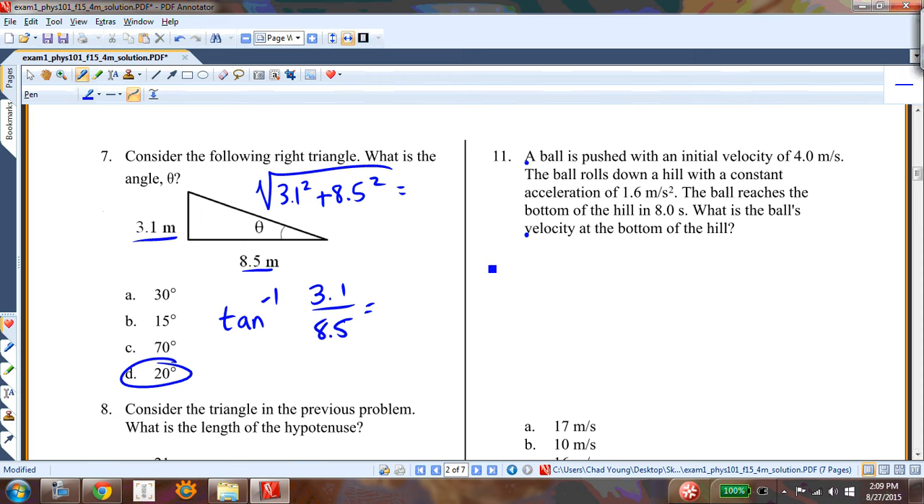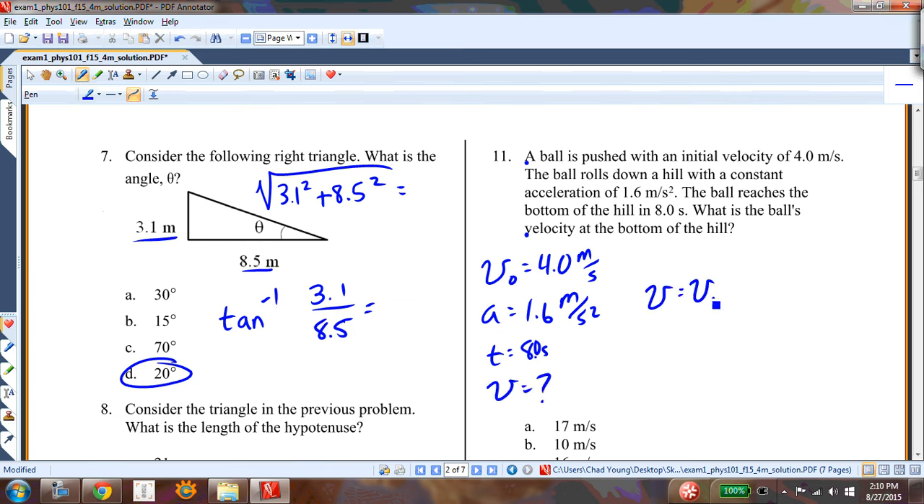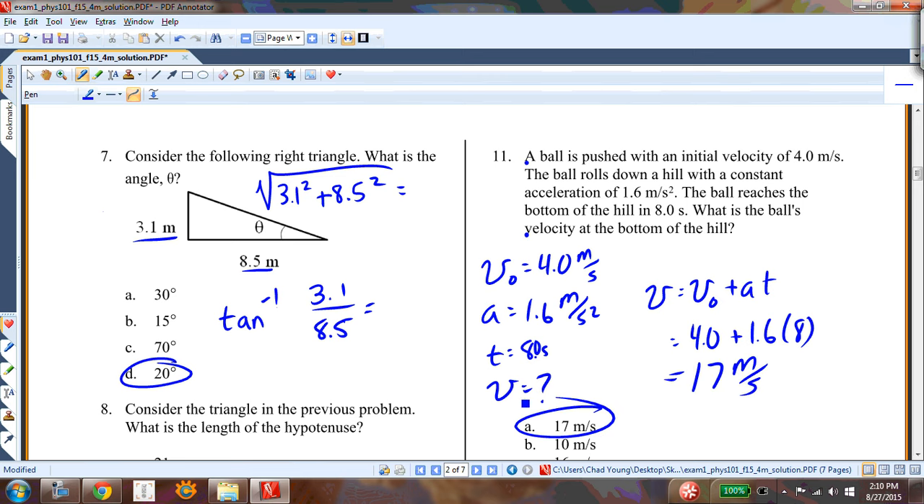This one's very similar. I have this ball. It has an initial velocity equal to 4 meters per second. It has an acceleration equal to 1.6 meters per second squared, and it reaches the bottom of the hill in 8 seconds. I want to know the velocity. Okay, so I just say V is equal to V naught plus AT. That's going to be 4 plus 1.6 times 8. Like 16.8 or 17 meters per second. So A is the right answer.